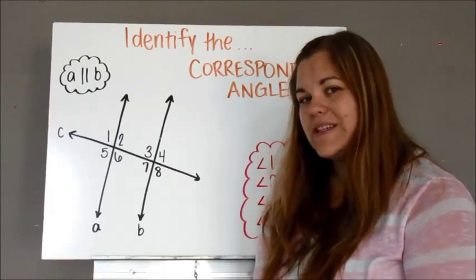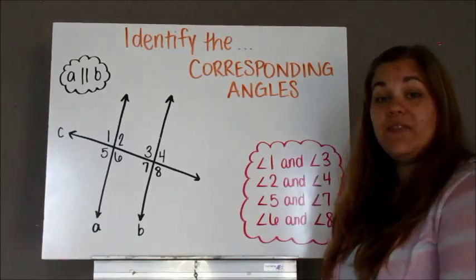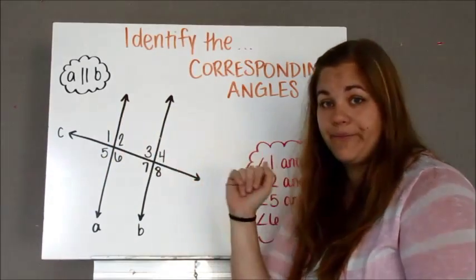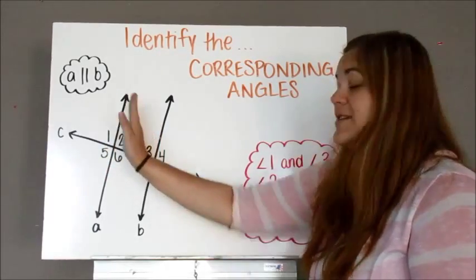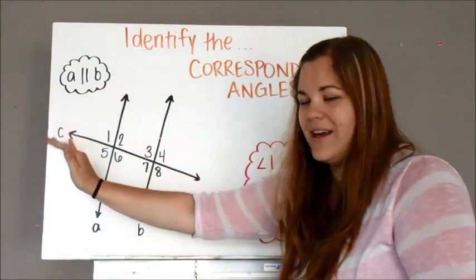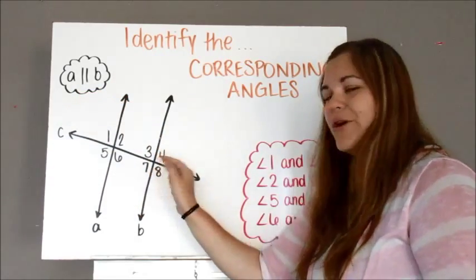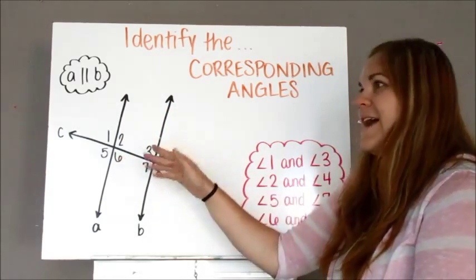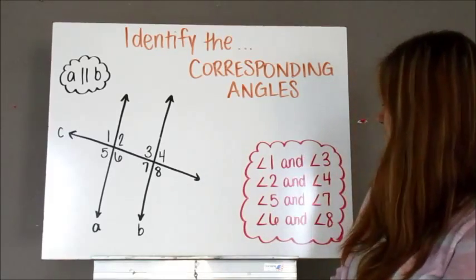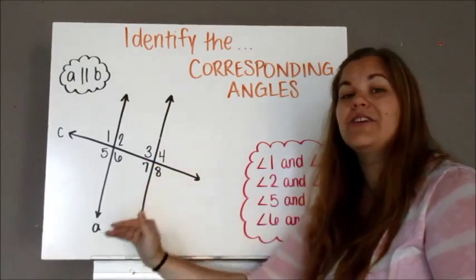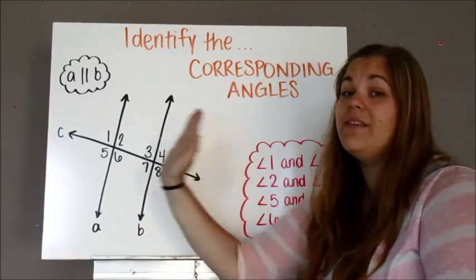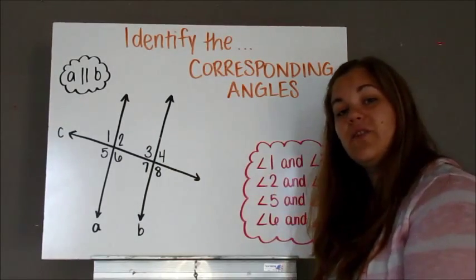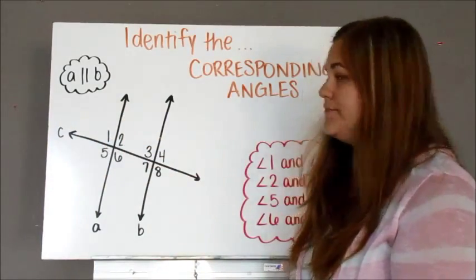So let's see how well you did. Here is a list of the corresponding angles. So 1 and 3 are corresponding. Well, you know these two lines are parallel. 1 is on top on the left of that parallel line above the transversal. 3 is to the left of the parallel line below the transversal. 2 and 4, again, to the right of the parallel line. 5 and 7, now they're underneath that transversal. 5 and 7, though, are on the left of the parallel line. And 6 and 8. So those are the 4 sets of the corresponding angles for this figure.